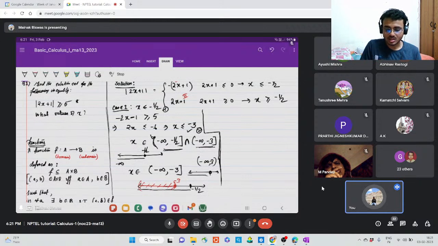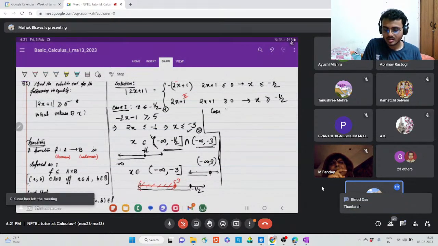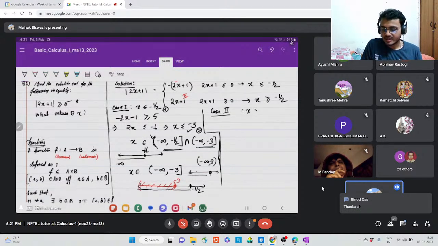Anyways, so this is case 1. Similarly for case 2, where x is greater than minus half.